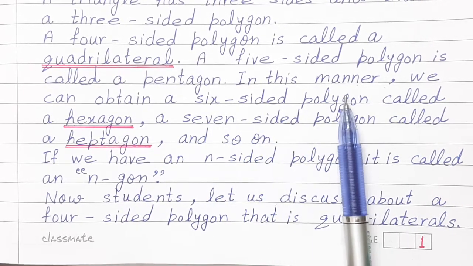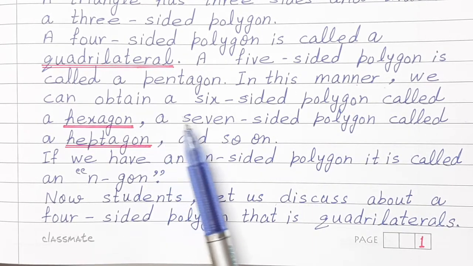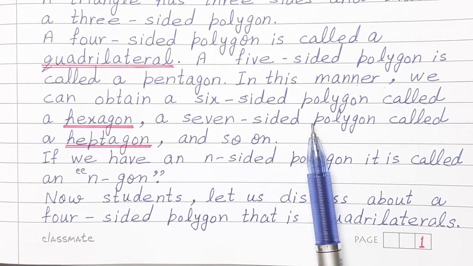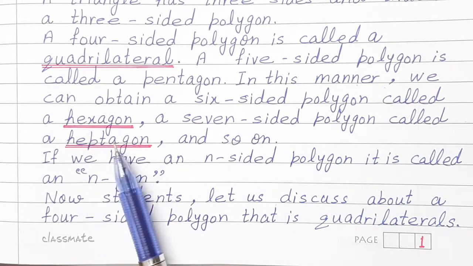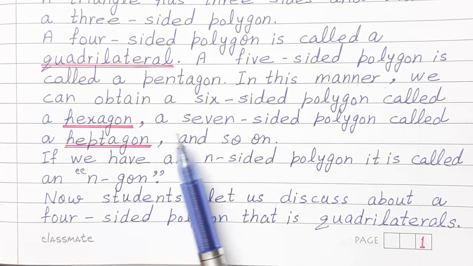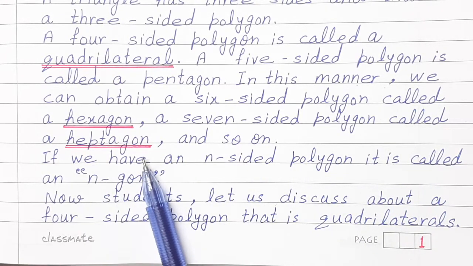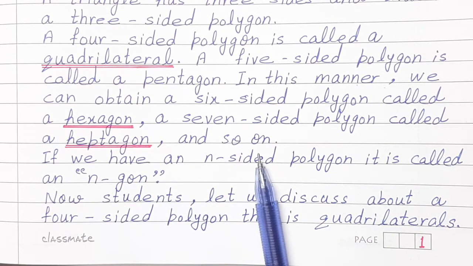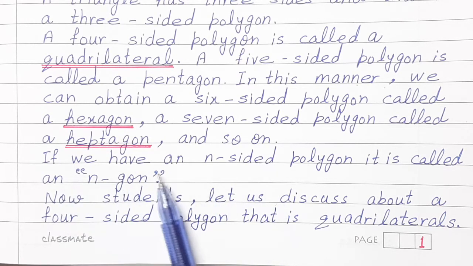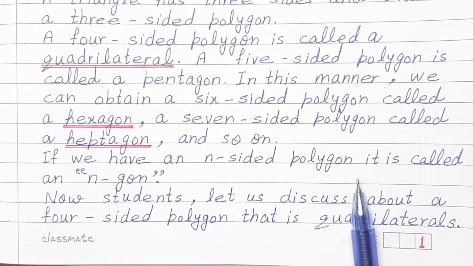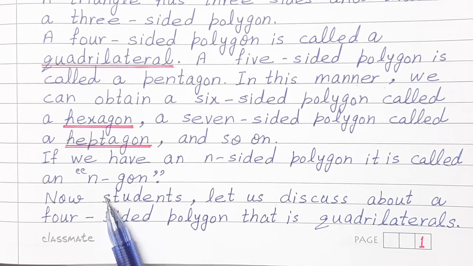Children, in this manner, we can obtain a 6-sided polygon called a hexagon, a 7-sided polygon called a heptagon, and so on. If we have an n-sided polygon, it is called an n-gon. Now children, let us discuss the 4-sided polygon, that is, quadrilaterals.